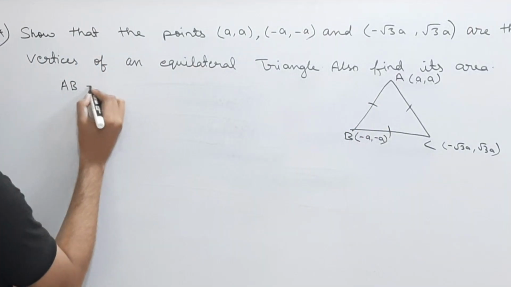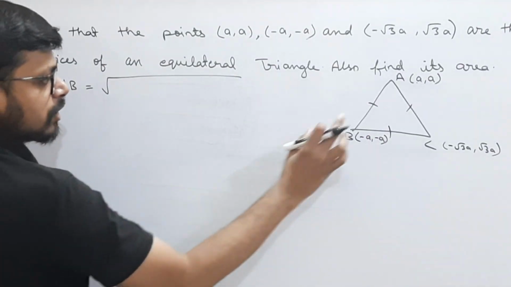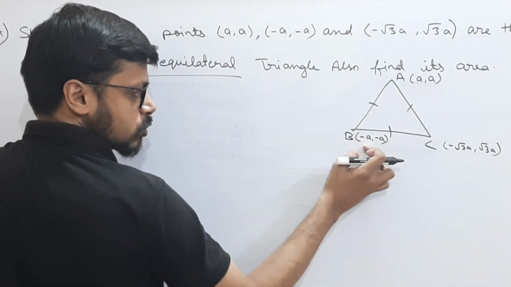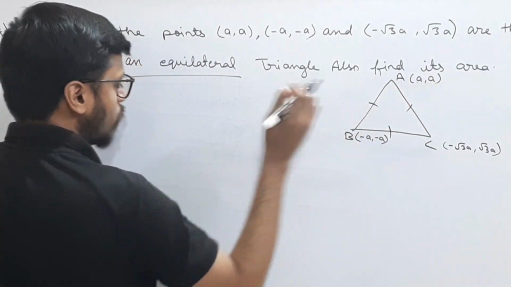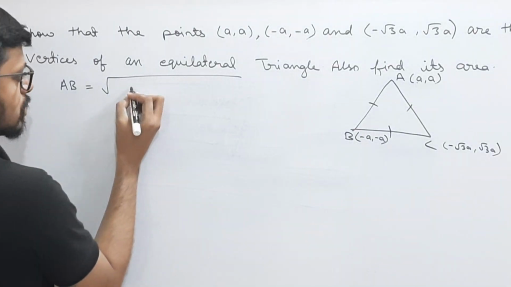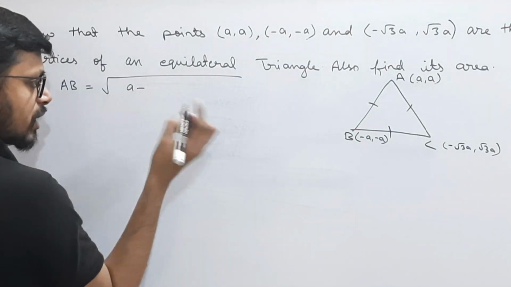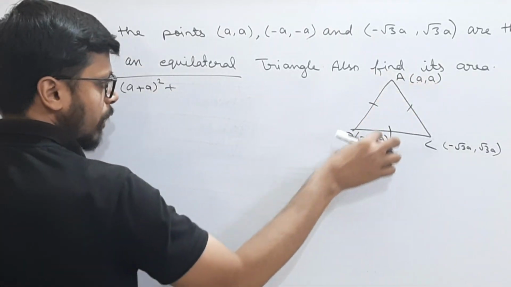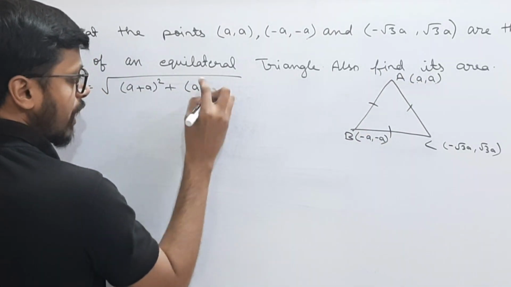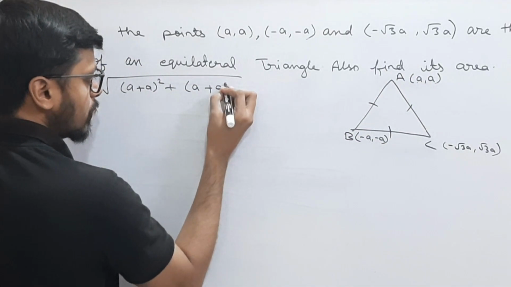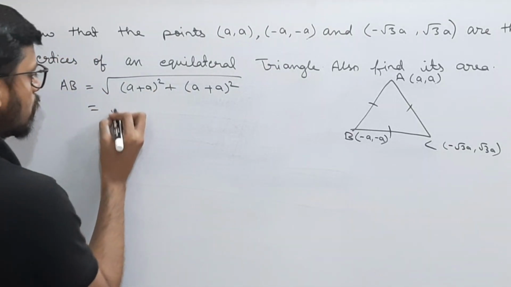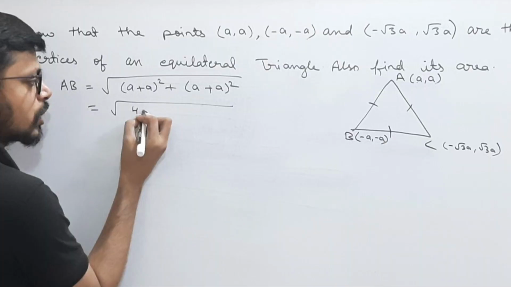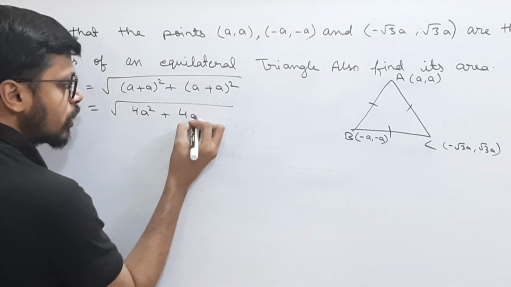So first we will find the value of AB. We know how to find distance: square root of (x2 minus x1) square plus (y2 minus y1) square. So a minus of minus a will become plus a, so (2a) square, which will come 4a square. Here also it will come 4a square.